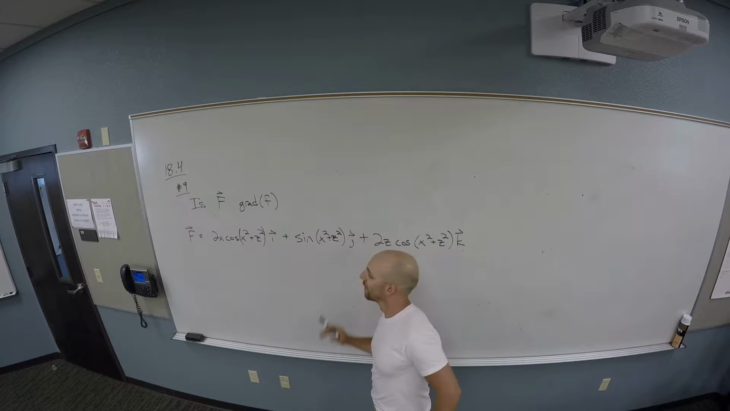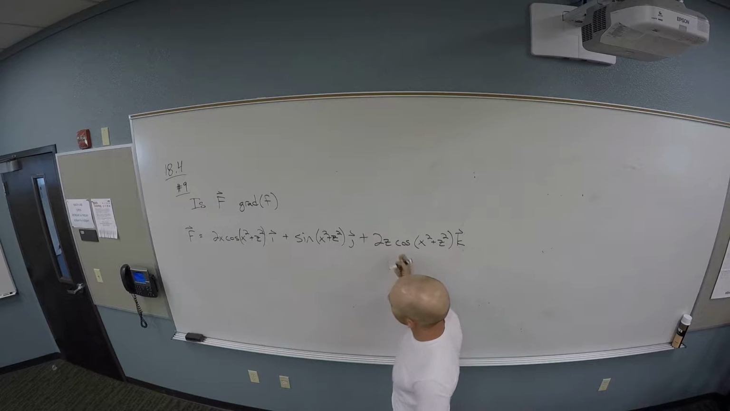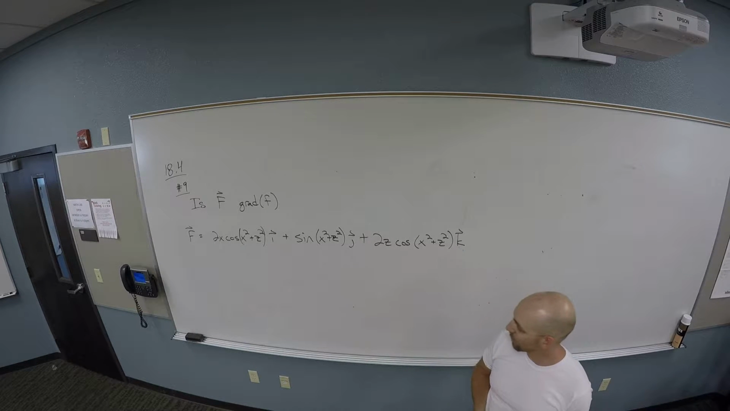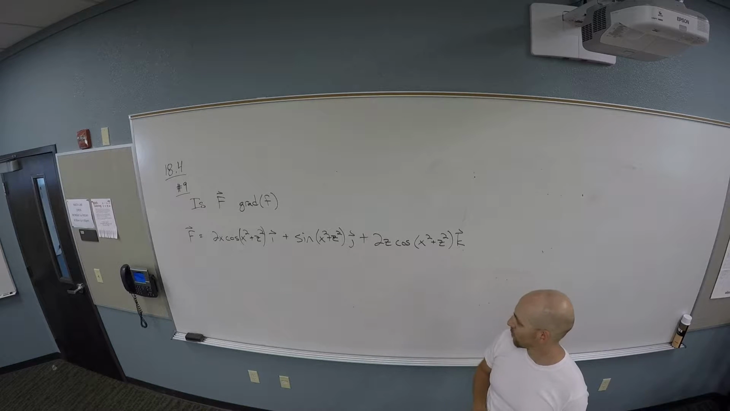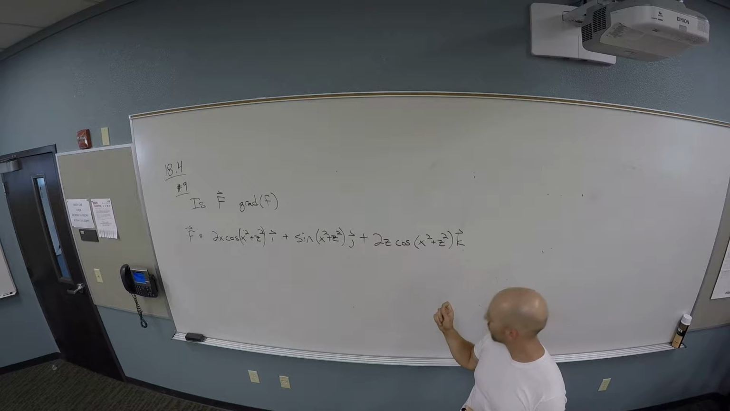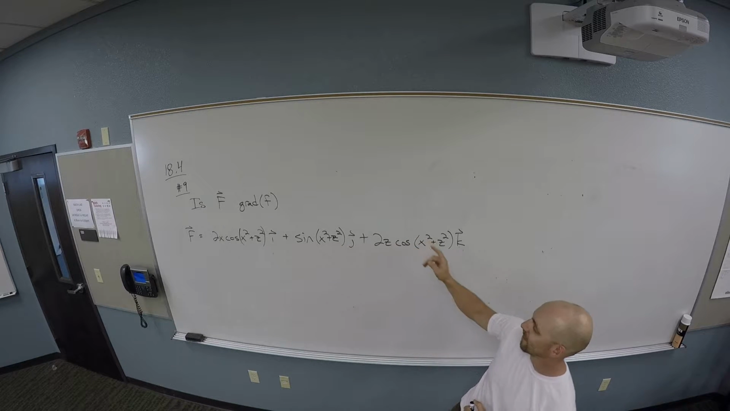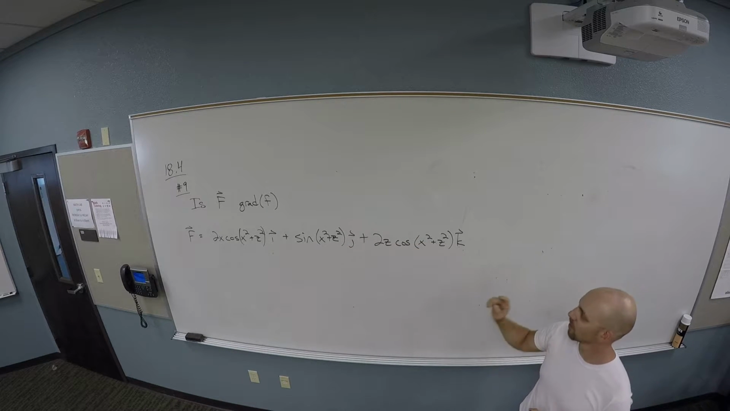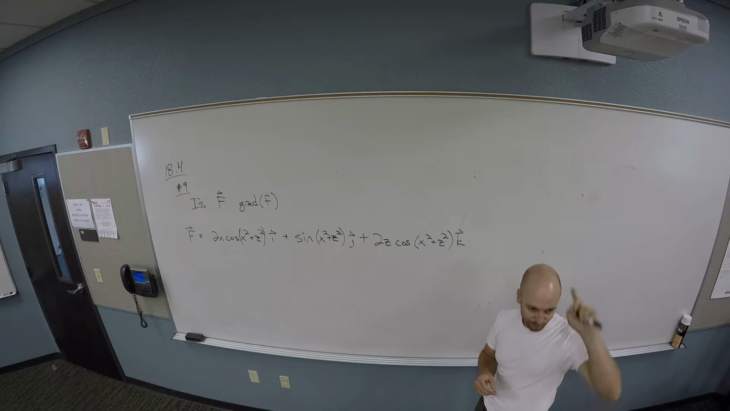So, I would like to establish whether or not this vector field given by 2x cosine of x squared plus z squared, sine of x squared plus z squared, 2z cosine of x squared plus z squared, is the gradient of something.